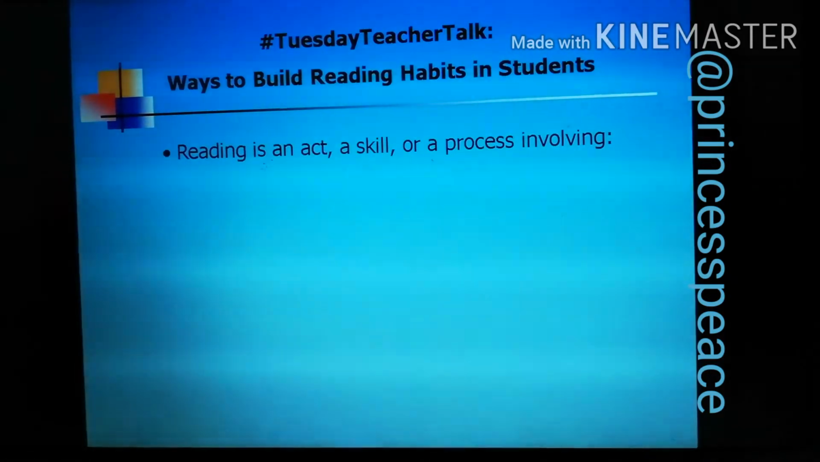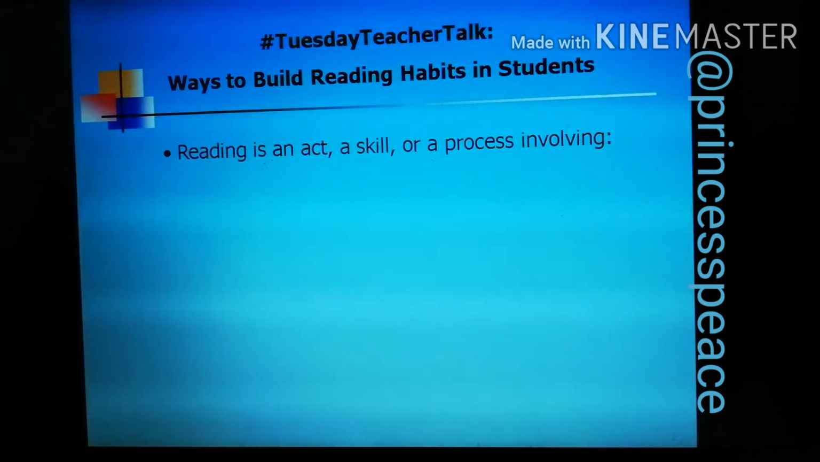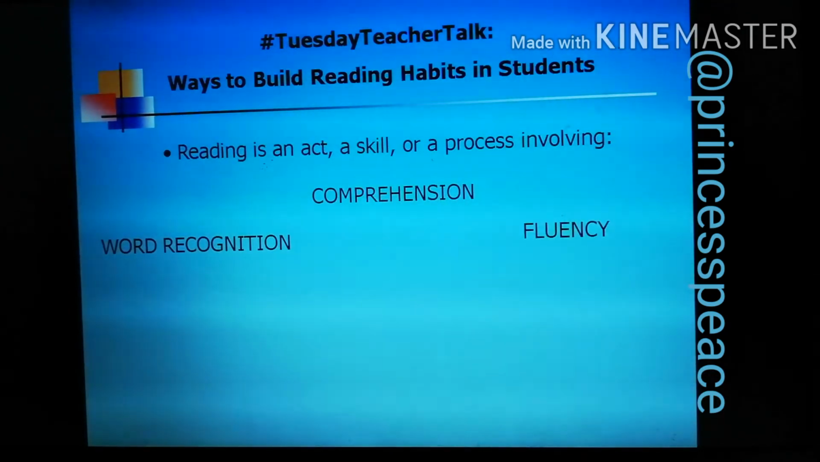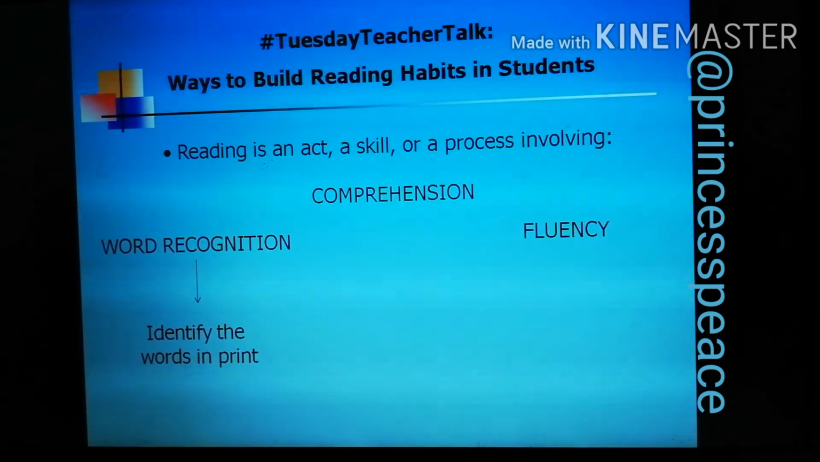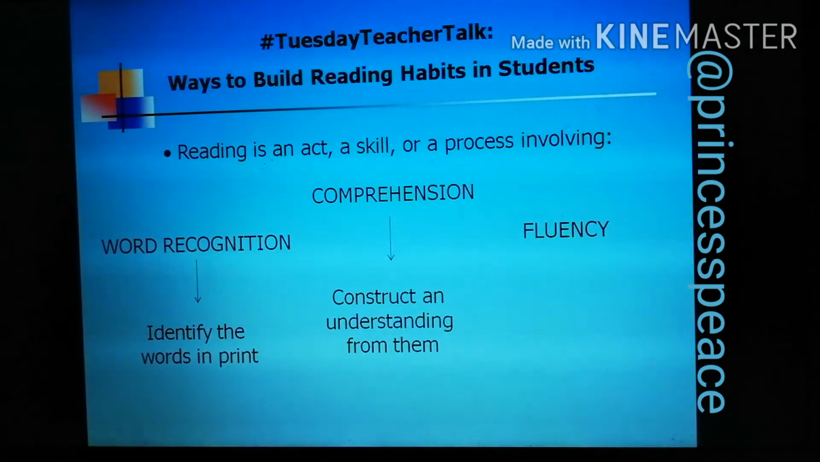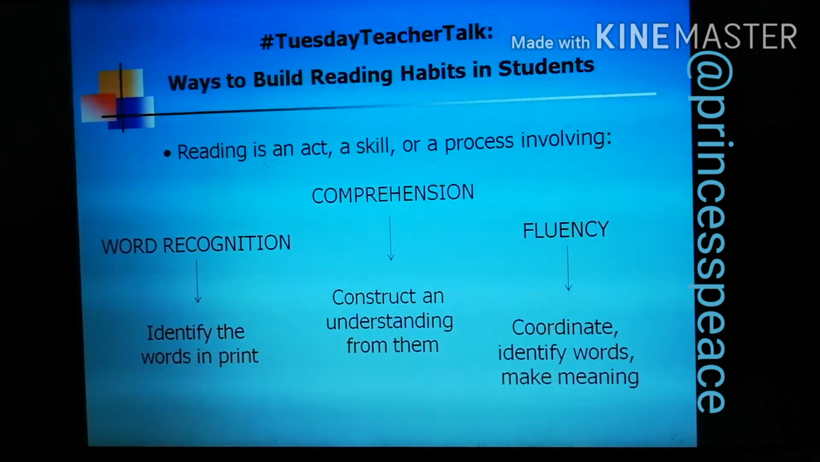What is reading? We know that reading is the key to success in all content areas. We also know that reading is an act, a skill, or a process involving word recognition, comprehension, and fluency. Recognition means to identify the words in print. Comprehension means to construct an understanding from them, and fluency means to coordinate, identify words, and make meaning.